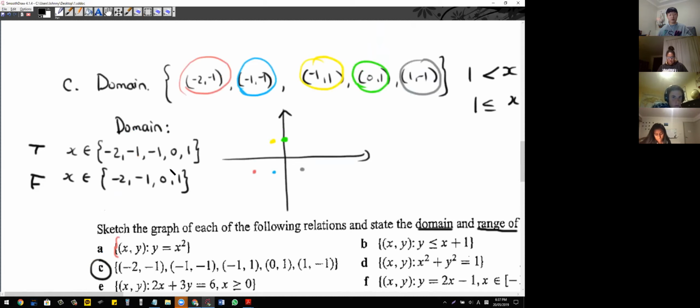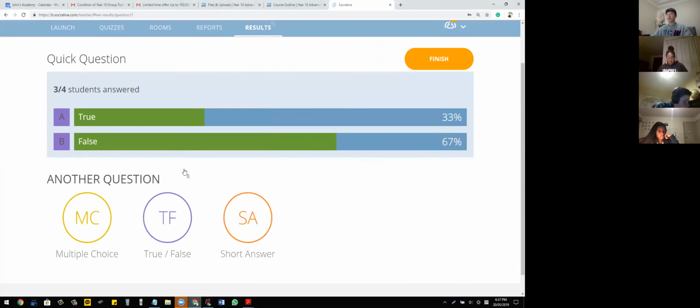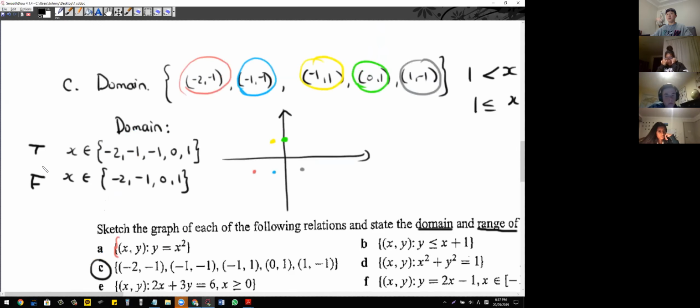It's a pretty simple question. Okay, so it's a 50-50 for you guys. So the answer is actually false. You don't have to repeat the domain more than once. If it's already mentioned, then that's it. So that's going to be the domain.